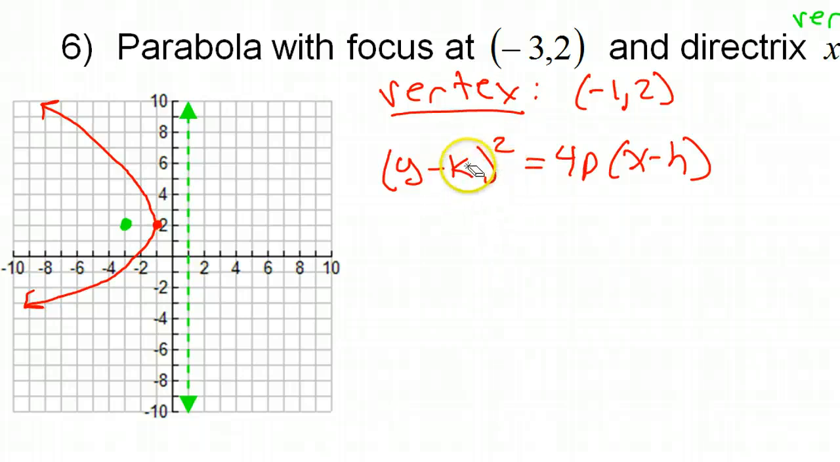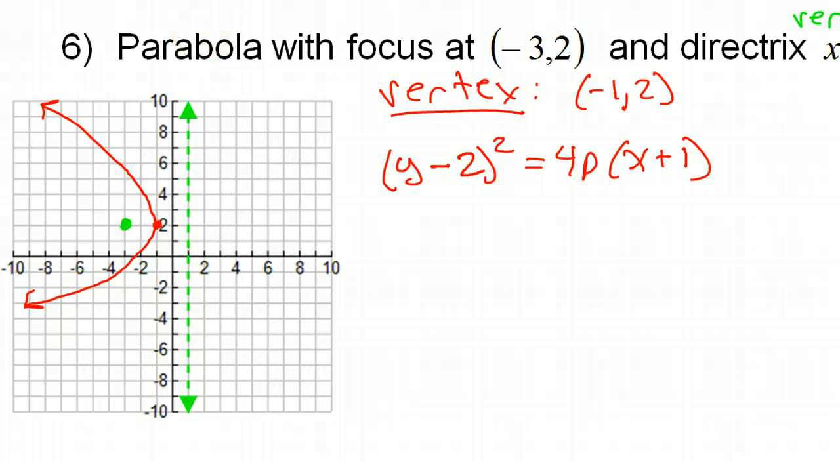Make sure you put the x value in the x position. So this negative 1 is going to become a plus 1, kind of do the opposite. This positive 2 is going to become minus 2, opposite. Okay, all we need is the p-value.